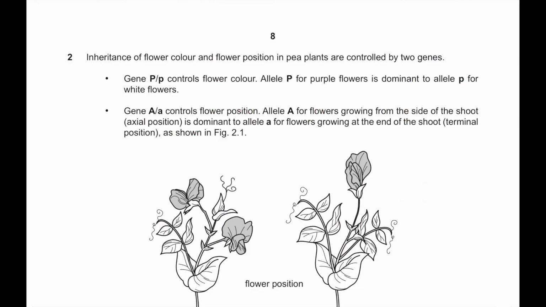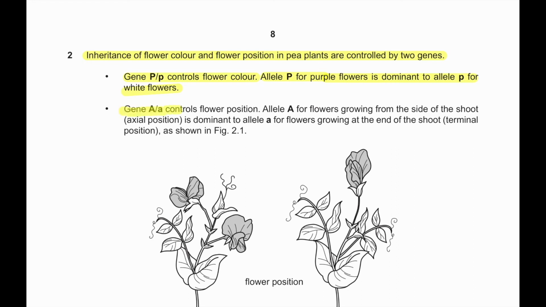Question number 2. Inheritance of flower color and flower position in pea plants are controlled by two genes. The gene capital P and small p controls flower color. Allele P for purple flower is dominant to allele small p for the white flower. Capital A controls the flower position. Capital A for flower growing from the side of the shoot, axial position, is dominant to small a for flower growing at the end of the shoot.